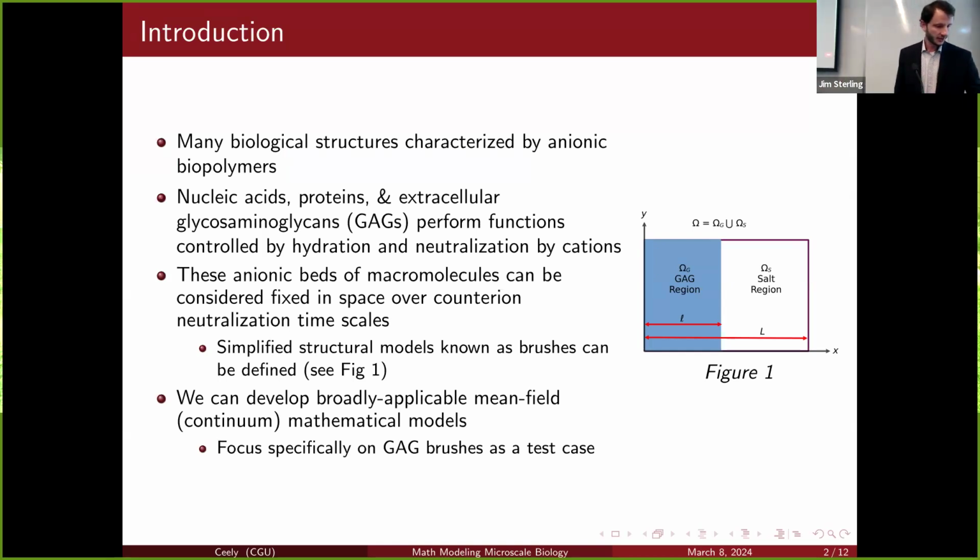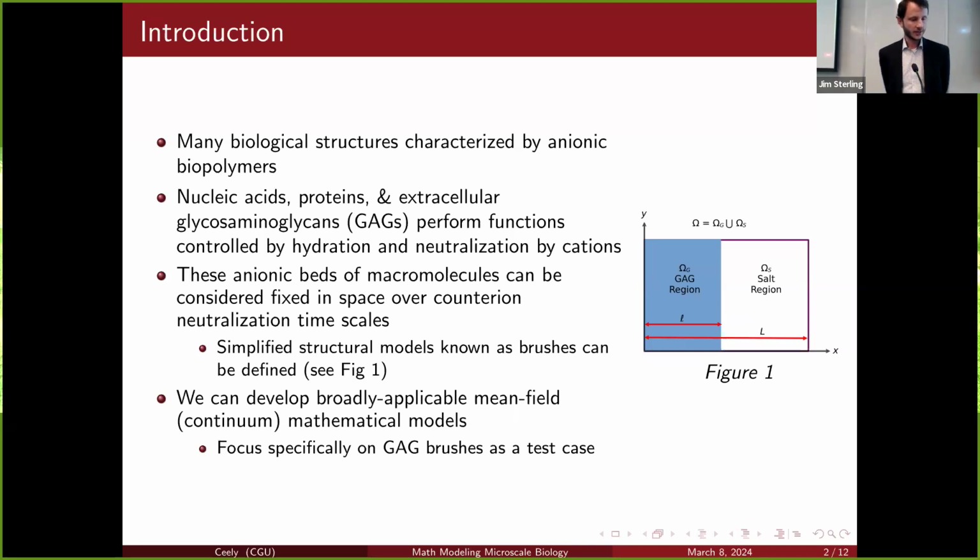But quickly here, we have this GAG region, and then we have a salt region. And this GAG, well, it can be really any type of macromolecule, but for the sake of this, we looked at a GAG anionic brush, which is essentially a model of a glycocalyx with a uniform negative charge, where other molecules or ions can bind to it to provide electroneutrality. But in this case, unlike some of the other presentations, there's no chemokines. I'm only considering ions. And the goal was to develop some mean field mathematical models to describe the electrostatics that are occurring inside this system.